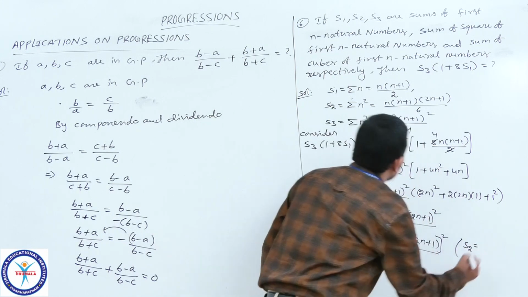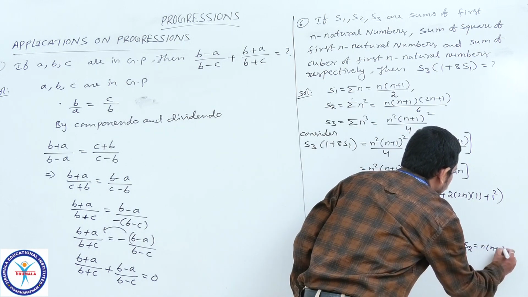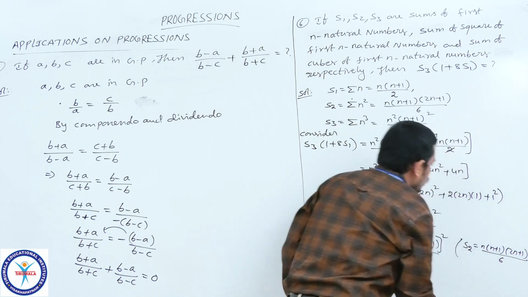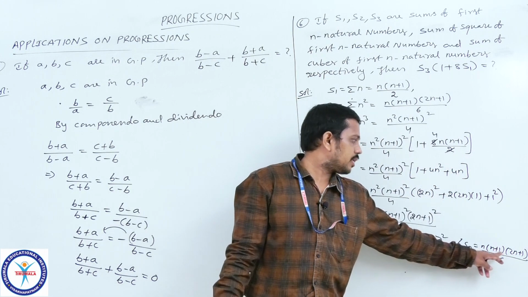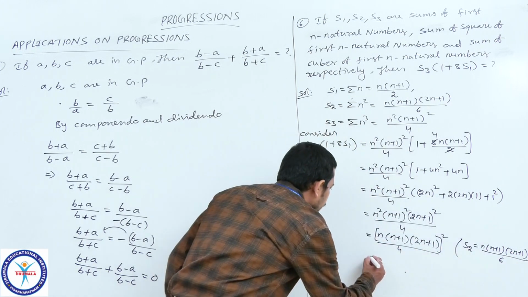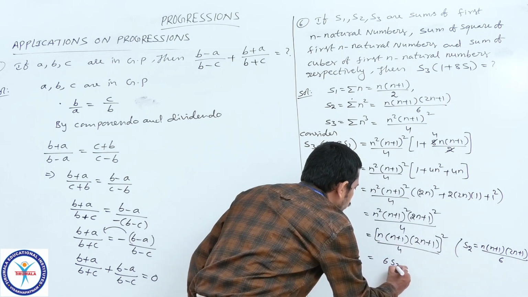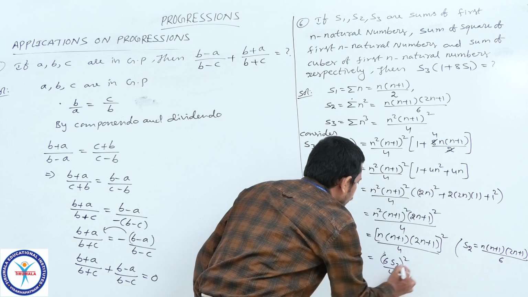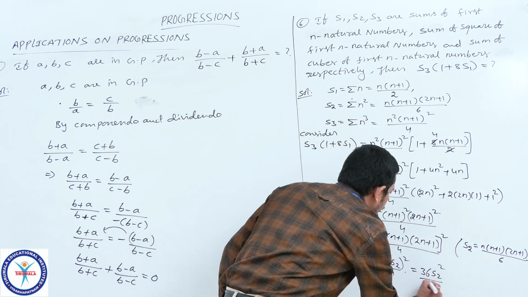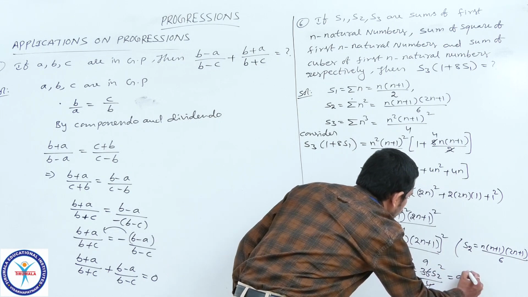But what is S2? S2 is n into (n plus 1) into (2n plus 1) by 6. So from this, n into (n plus 1) into (2n plus 1) is equal to 6 into S2. So here replace this value: (6 S2) whole square by 4. This is equal to 36 S2 square by 4. 4 9 times cancel, 9 S2 square.